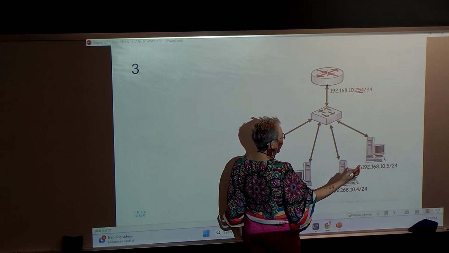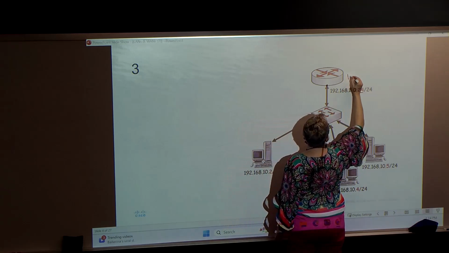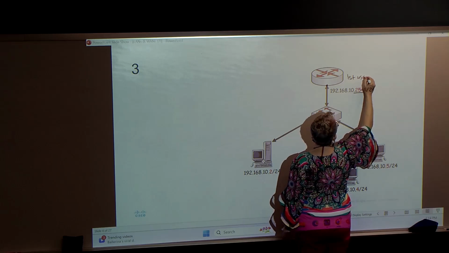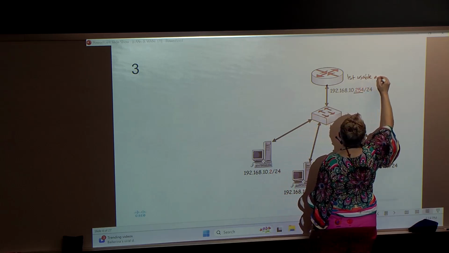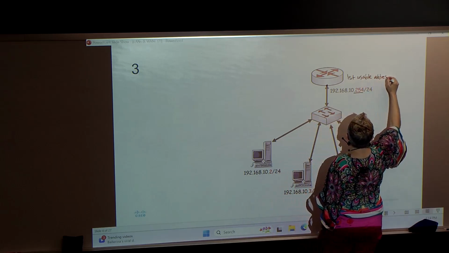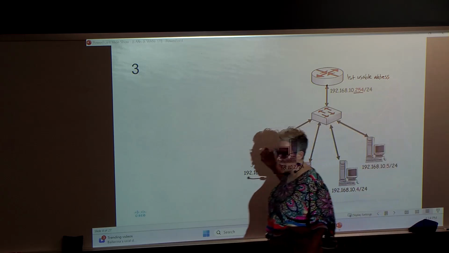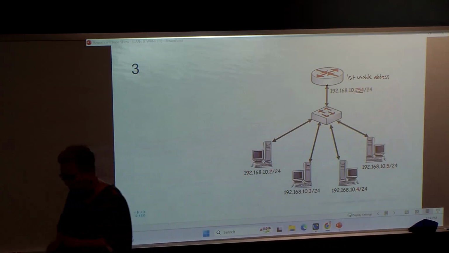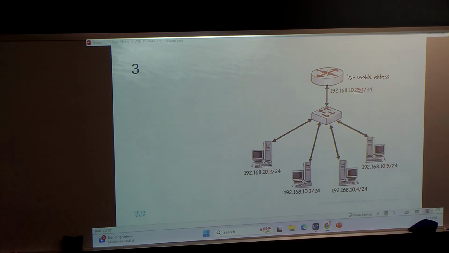Normally, the rule of thumb is that you give it the first usable address, but it doesn't have to be. That's just what most companies do. And actually, your home network, what did you see that your default gateway was at your home? It was a 1, right? It was the first usable, okay?